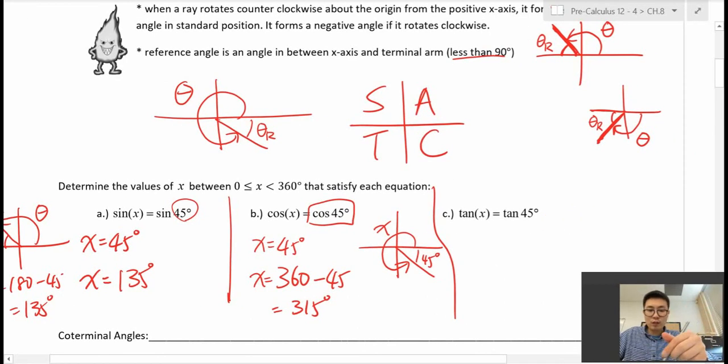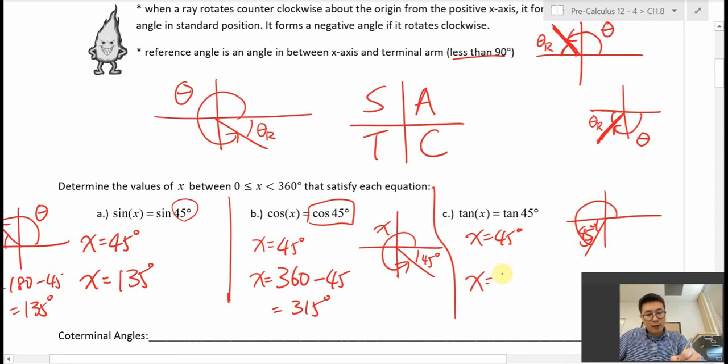Tangent 45 is positive in quadrant 1. Tangent is also positive in the third quadrant. So x would equal 45. And the angle that has a reference angle of 45 in the third quadrant is this one right here. To find that, you go 180 plus 45, which is 225 degrees.